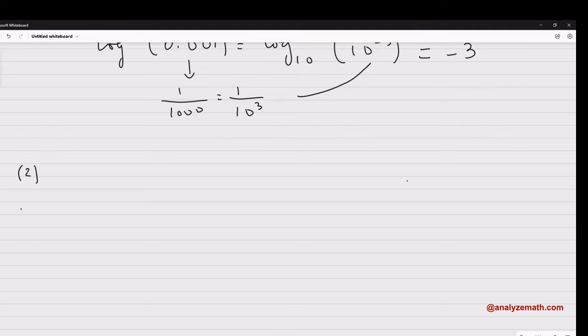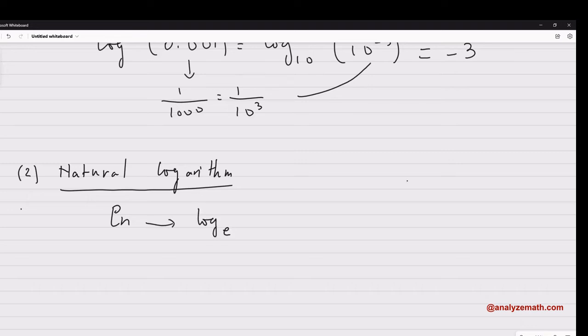Now the second logarithm we are going to talk about is called the natural logarithm. The natural logarithm is written as ln, and it is a log base e. e is a special number given by 2.71 and so on. There is a formal definition for e which is given in another video.